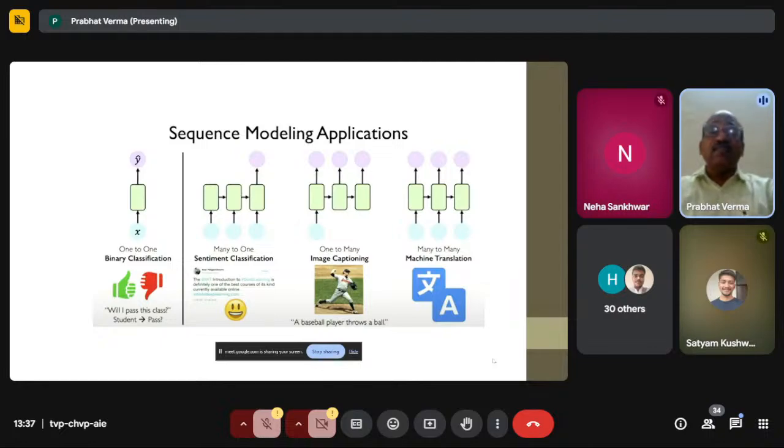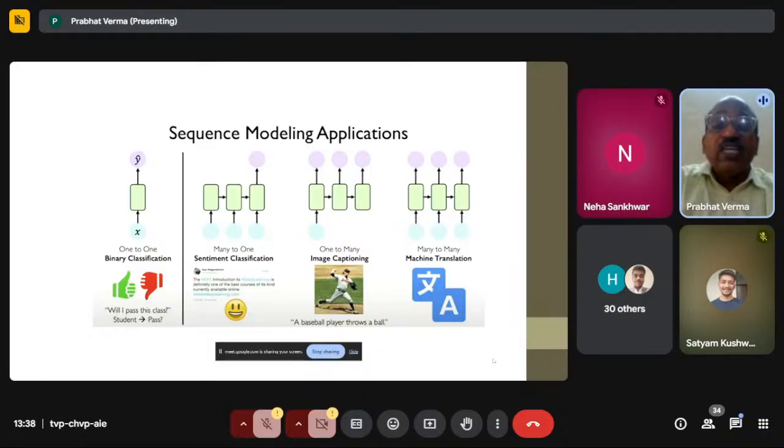We can categorize them on the basis of cardinality. Like in binary classification, there is a one-to-one correspondence between input and output. On the left side, there is one input and one output, which we can call binary classification. For example, a simple question: will I pass this class? There is a student and there is a target value, whether he will pass or fail. So that is a one-to-one type of application.